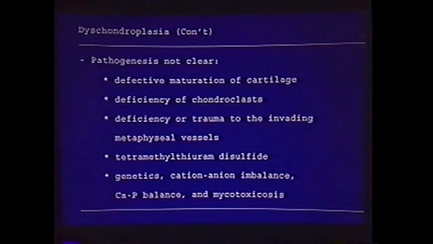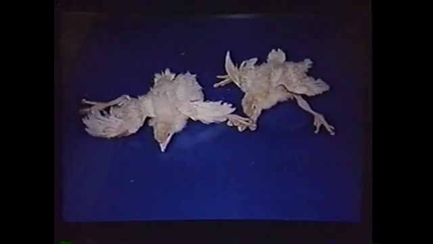Genetics, fast-growing birds, cation-anion acid-base balance in the ration, mycotoxicosis, calcium, phosphorus, all have been in one way or another incriminated in the pathogenesis of this condition. I should speed up. I have 1 more hour to go, or even less, and I want to show you as much as I can.